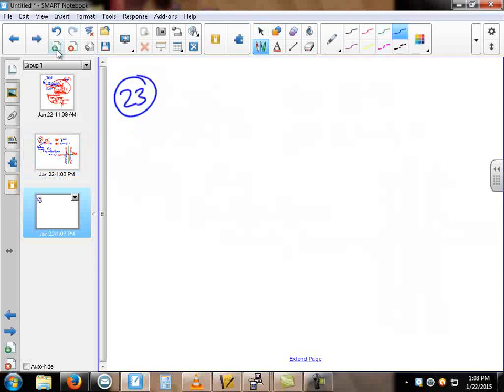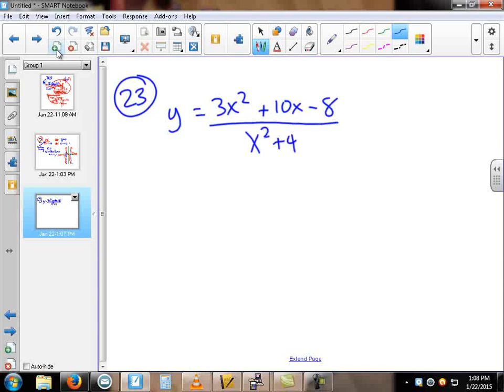Problem 23 has the equation h of x, or y, equals 3x squared plus 10x minus 8, all over x squared plus 4. All right. Now notice that x squared and x squared, the exponents are the same, okay? So we're going to default to what we did in the past. This is 3 on top, this is 1 on bottom. So for my horizontal asymptote, I'm going to say that y equals 3, or 3 over 1. Because they're equal in exponent, I can just use their coefficients.